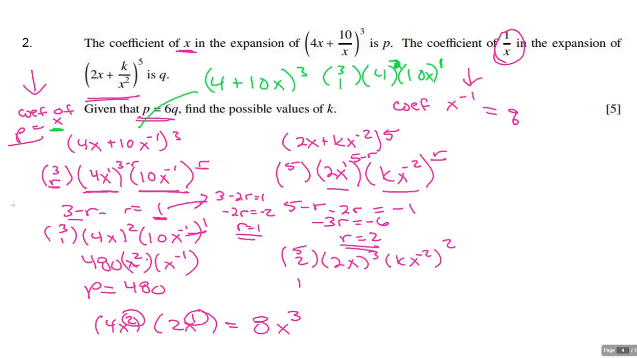10. And then what's 2x to the third? 8x cubed. And then what's kx to the negative second squared? Start with the k. k squared x. So it's going to be k squared.